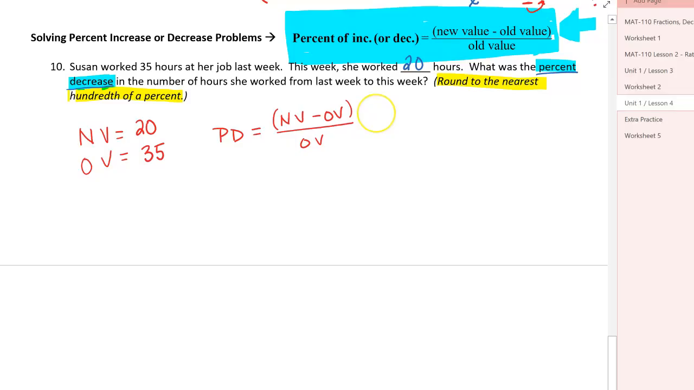It's a good idea to always write the formula before you use it so you don't forget the formula. It kind of helps it commit to your memory. And by the way, I did forget, you do have to multiply by 100 because this is a percentage and we need to change it to a percent. So using this formula, we're going to have 20 minus 35 over 35.